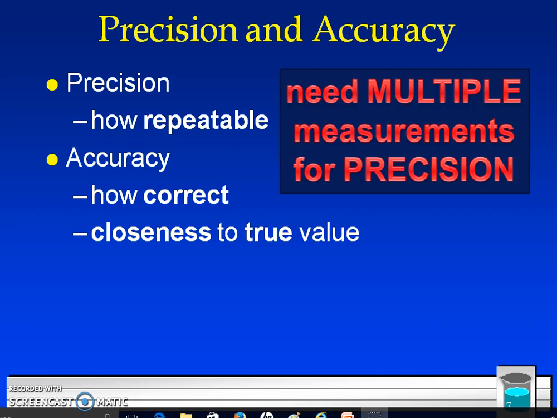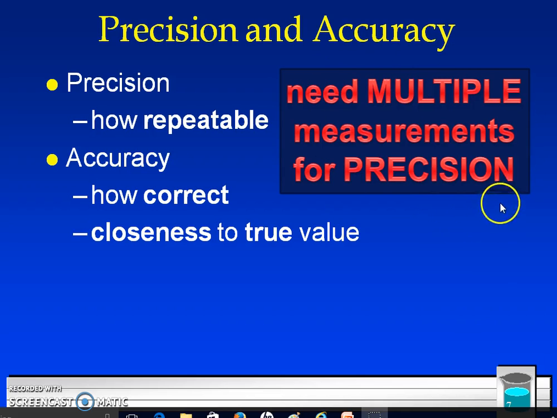Okay. So then there's a difference between precision and accuracy. Precision has to be repeatable. We want to remember that. And if you remember the video you saw with Mr. Anderson, he talked about precision and accuracy. So precision has to be repeatable. Accuracy is just, it's correct. Are you close to the true value?